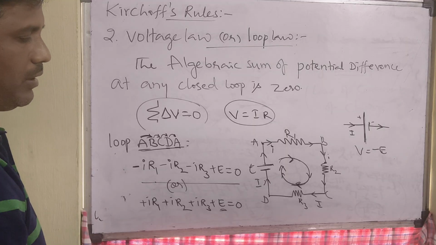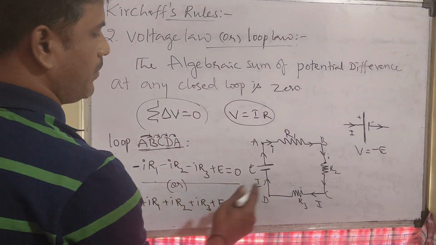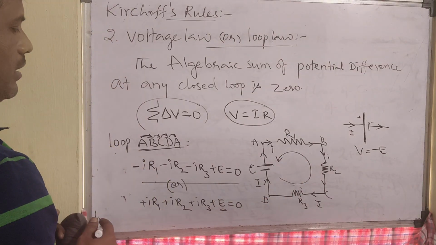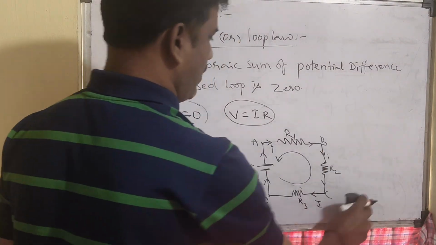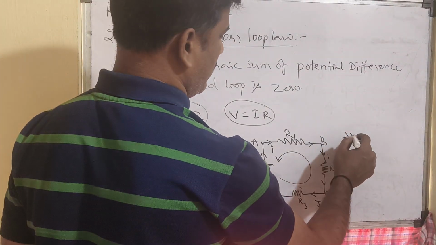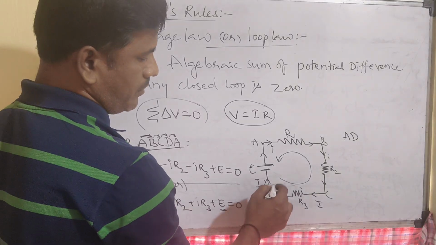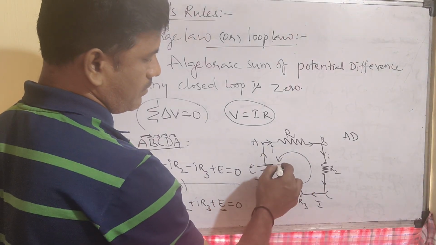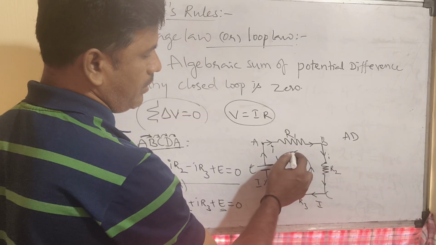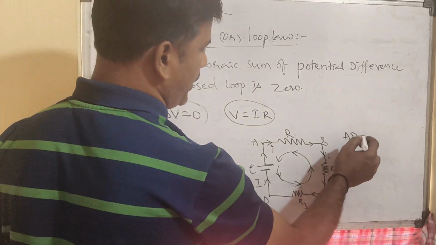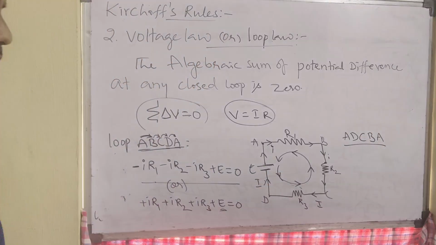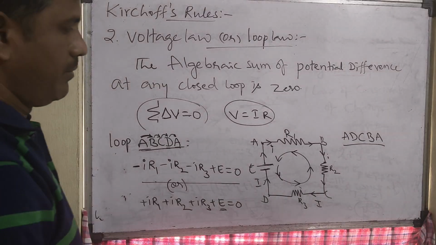Clear? Right. For example, here anti-clockwise only you should consider. Path direction means anti-clockwise. Anti-clockwise means, for example, A to D, from here to here like this. A to D, D to C, C to B, B to A. So it is anti-clockwise.